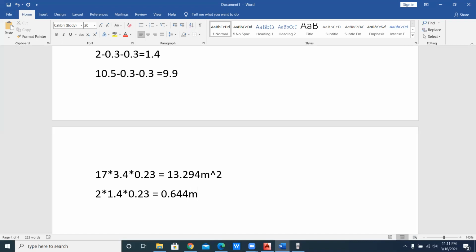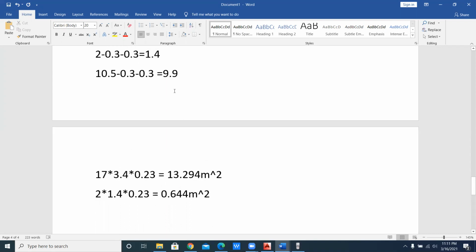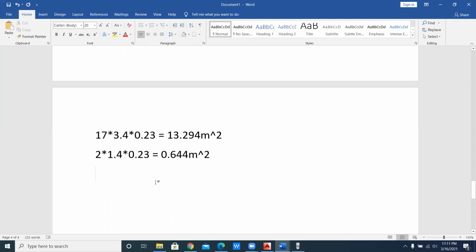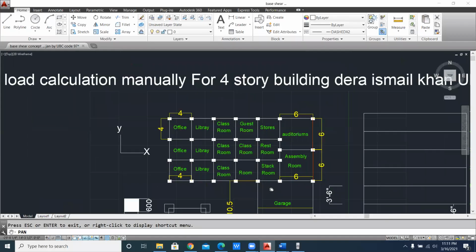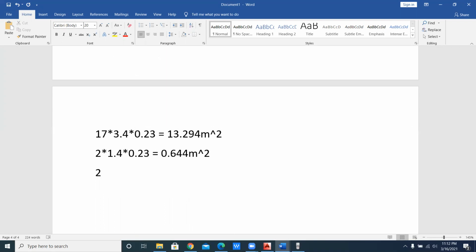0.644, okay? That is meter, and you have to get this into square. This one is normally other things, okay? 0.644, and the other thing is there are two walls of 10.5. You can say that there are two walls, as I told you, one wall and the other wall, okay? So that is 2, multiplied with 9.9, okay? That is multiplied with 0.23, okay? This one, how much value will you get?